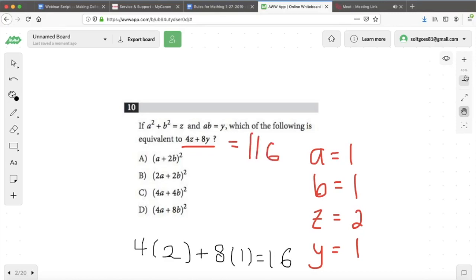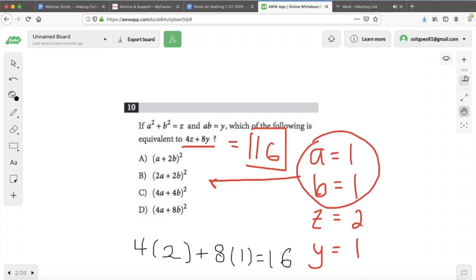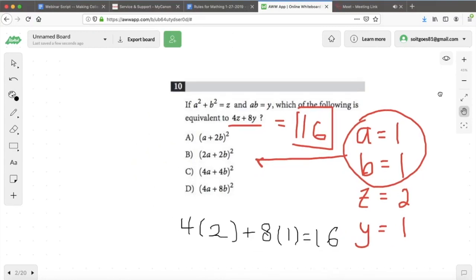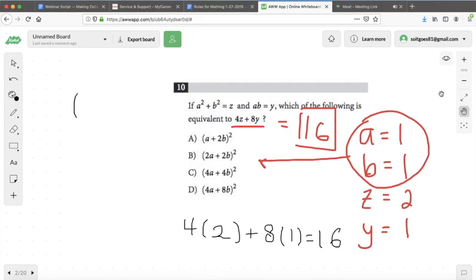Okay? So now all we have to do is find the right answer choice. We're trying to find the equivalent expression. When a is 1 and b is 1, all we have to do is plug those values into the answer choices, and the correct answer choice has to give us 16. So let's do that on the left-hand side of this problem. Let's plug in 1 for a and 1 for b into answer choice A. Let me see you work that out. And we're looking for 16.